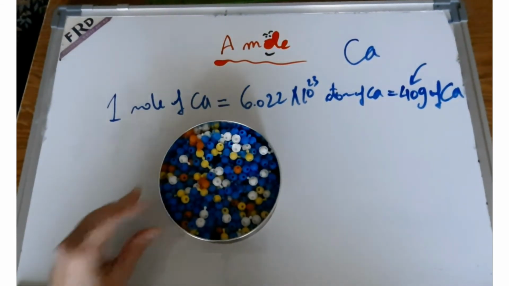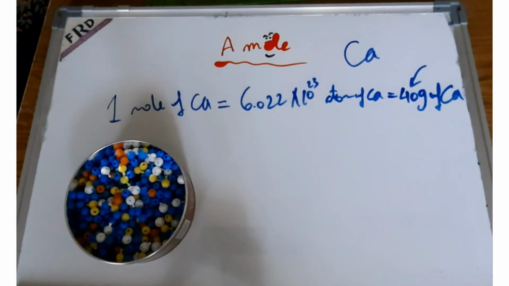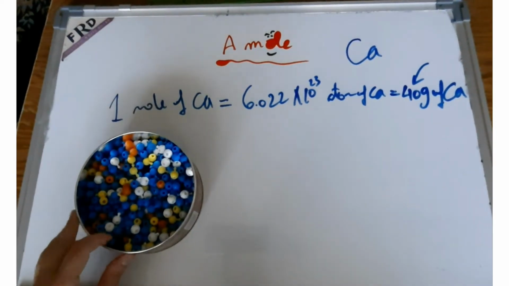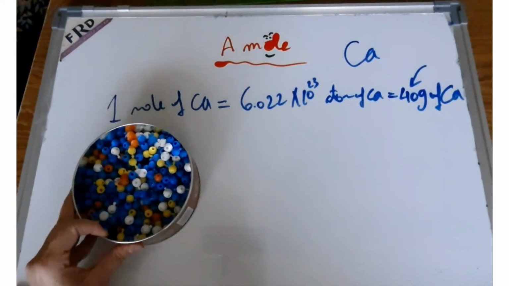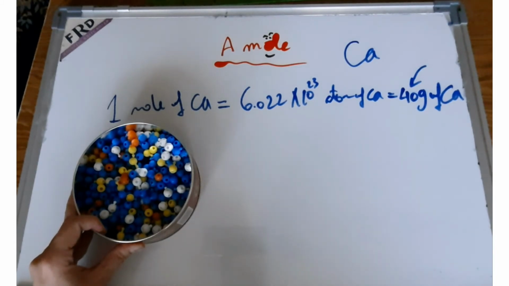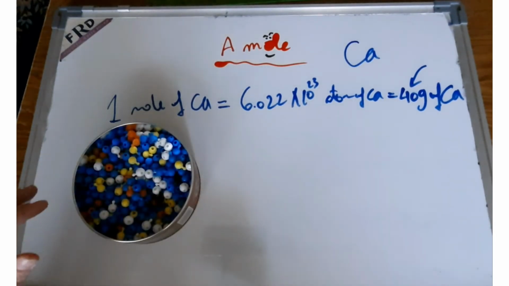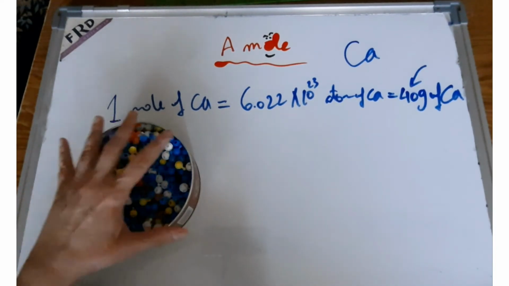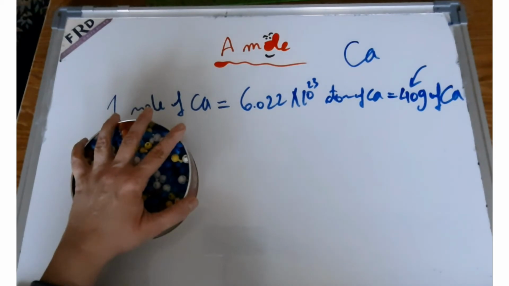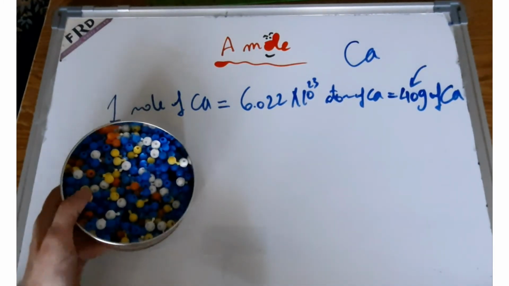Now back to this container. Now our example is calcium. This represents 1 mole of calcium. And we said it equals Avogadro's number. If we count them, we get 6.022 times 10 to the 23rd power. So this is 1 mole of calcium, which equals Avogadro's number, and the mass of it is 40 grams of calcium.